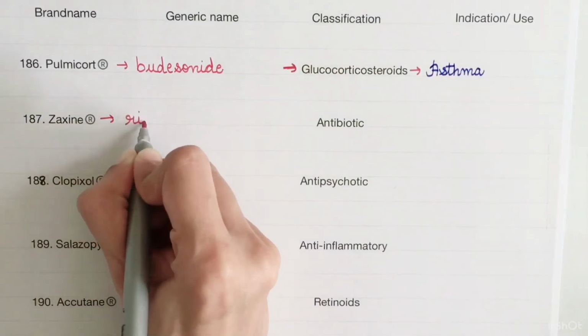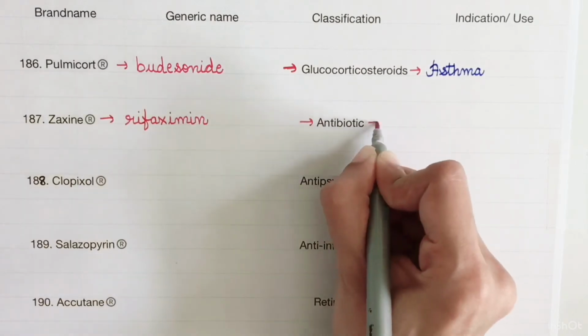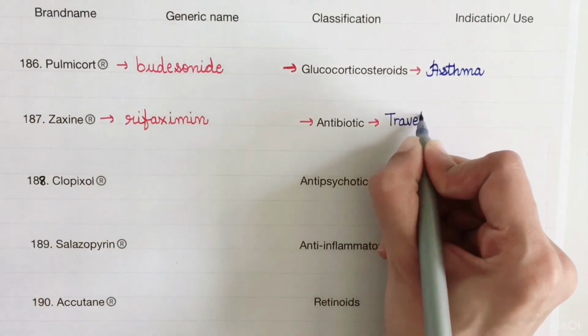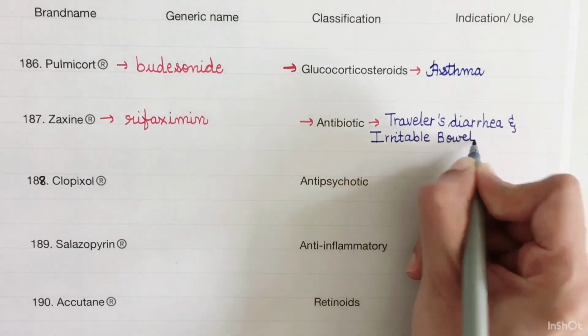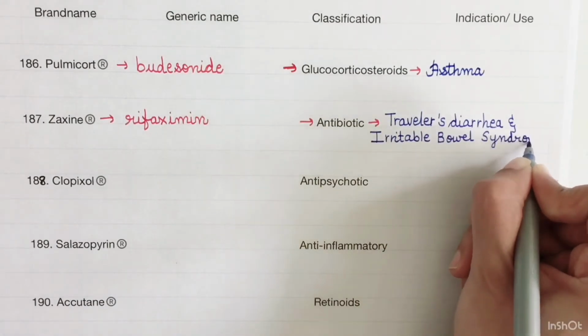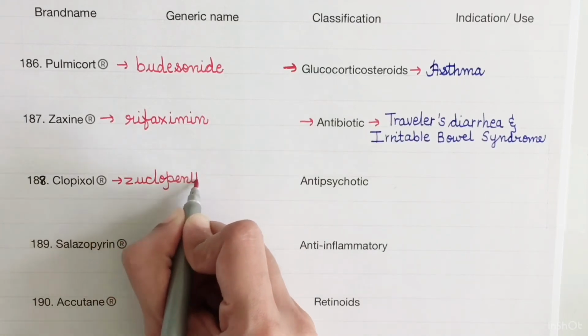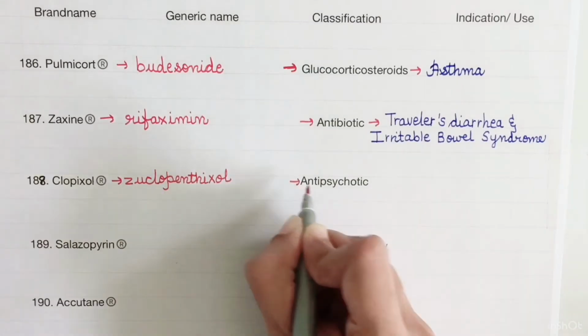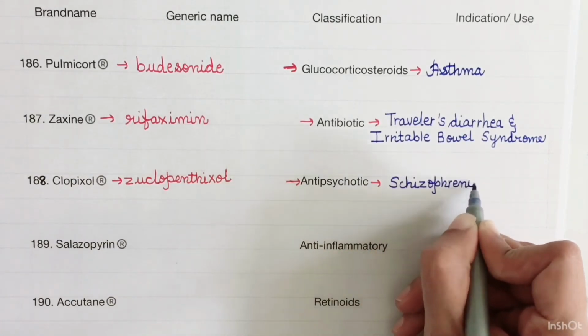187 is Zaxin. Its generic is rifaximin. Its class is antibiotic and it's used for traveler's diarrhea and irritable bowel syndrome. 188 is Clopixol. Its generic is Zuclopentixol. Its class is antipsychotic and it's used for schizophrenia.